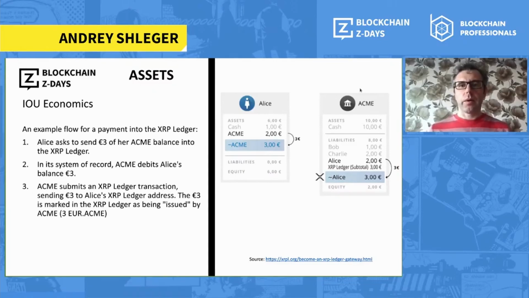And for now, Alice has $3 on the account on the blockchain, but it's not the usual money. It's not the euro or dollars or other currency you have on your bank account. It's currency issued by Acme. It's named in a similar way, Euro Acme, and it's just a sign that this financial institution could exchange this type of money with others.